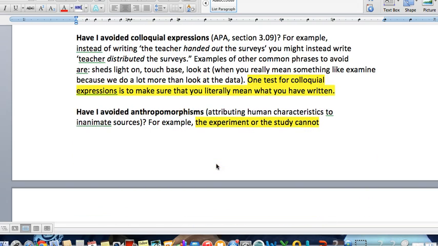And avoid colloquial expressions. A lot of times we say things as if we're speaking to one another. So, for example, instead of saying the teacher handed out the surveys, you might say the teacher distributed the surveys. Instead of saying the buck stops here, say that it stopped. You know how we use common phrases. You don't do that in technical or scholarly writing.